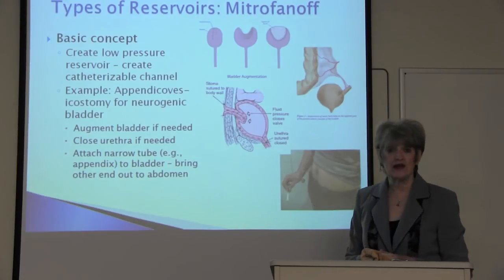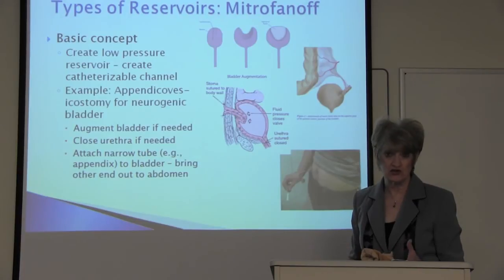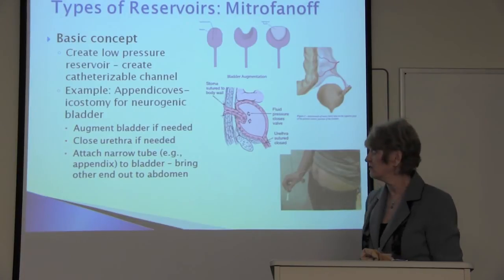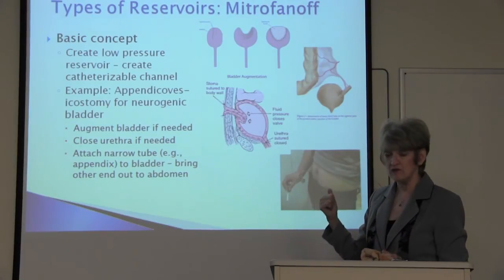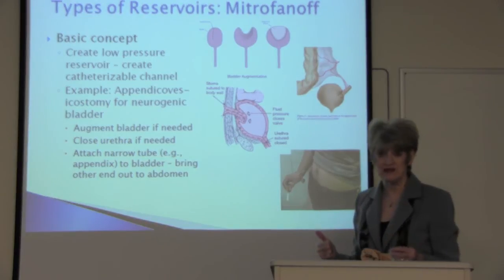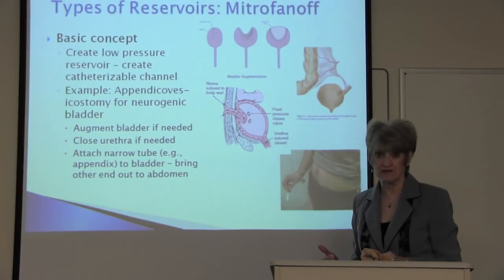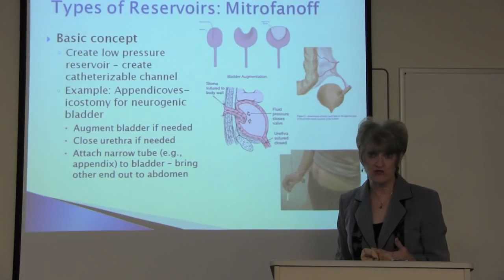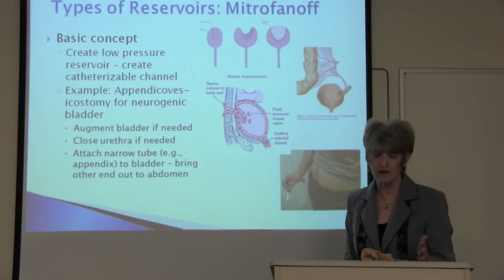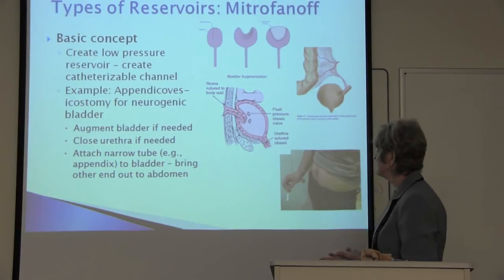And you have to create a catheterizable channel, and you can use a variety of structures to create a catheterizable channel. The example I'm giving you here is the most common Mitrofanoff procedure, also known as an appendicovesicostomy, which is a very commonly performed procedure for children with neurogenic bladder, meaning they have no bladder control, and adults with neurogenic bladder. What's involved?